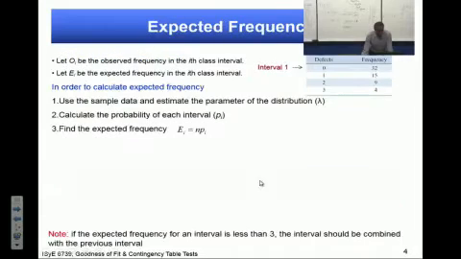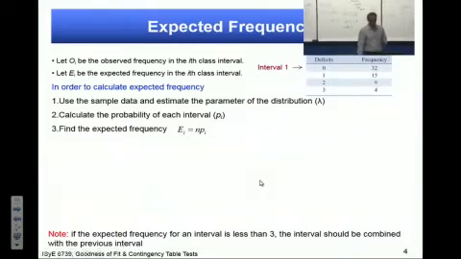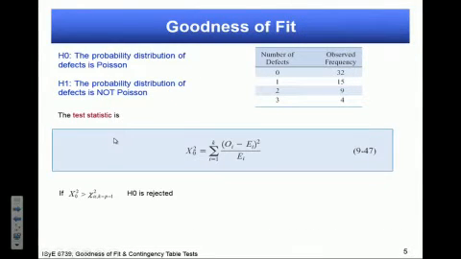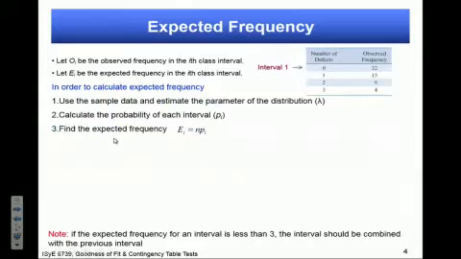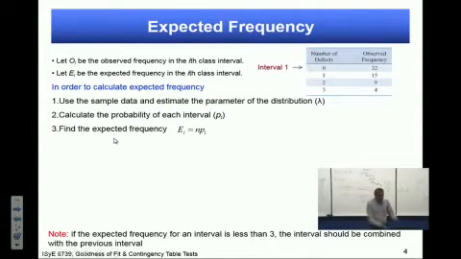Anyways, so this is the procedure. As I said, O_i is the observed frequency in the ith class interval. E_i is the expected frequency in row i. First, we need to calculate the probability of each interval and then find the expected frequency. So let me do it here for this data.